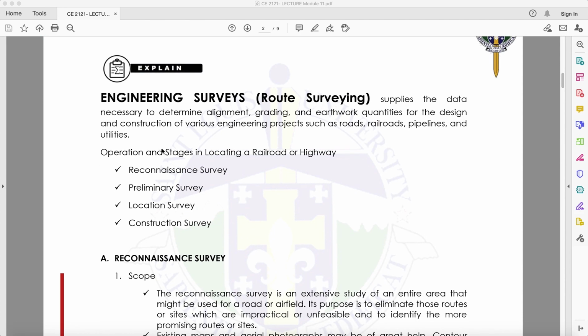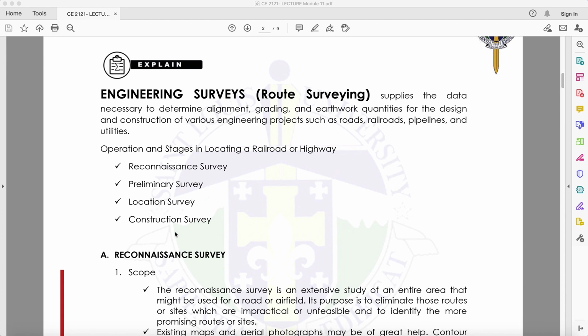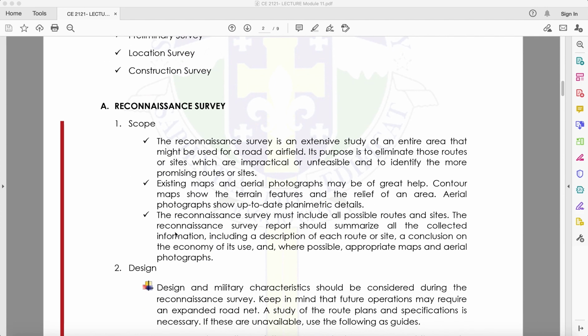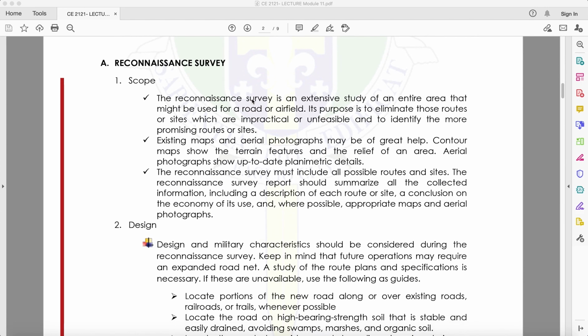Okay, so operation and stages in locating a railroad or highway. We have the reconnaissance survey, the preliminary survey, the location survey, and the construction survey. So what is a reconnaissance survey? It is an extensive study of an entire area that might be used for a road or airfield. Its purpose is to eliminate those routes or sites which are impractical or unfeasible and to identify the more promising routes or sites.